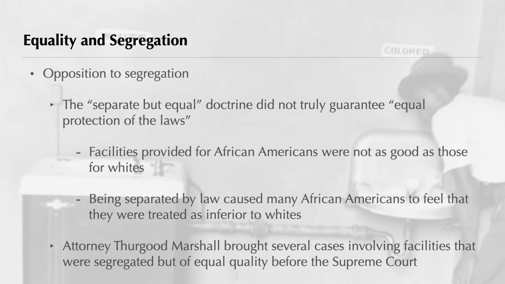By the early 1950s, many Americans were questioning the fairness of segregation. Among them was Thurgood Marshall, a lawyer for the National Association for the Advancement of Colored People, or the NAACP. He and other NAACP lawyers brought before the court several cases involving facilities that were segregated but equal in quality. They knew that such cases would force the court to decide whether separate but equal facilities truly represented equal protection.